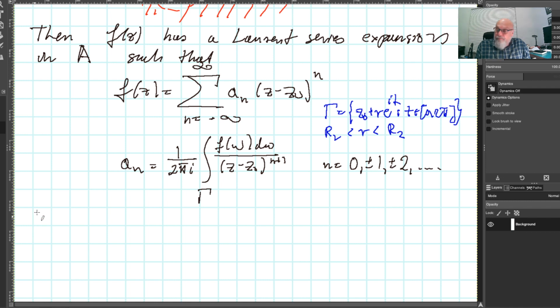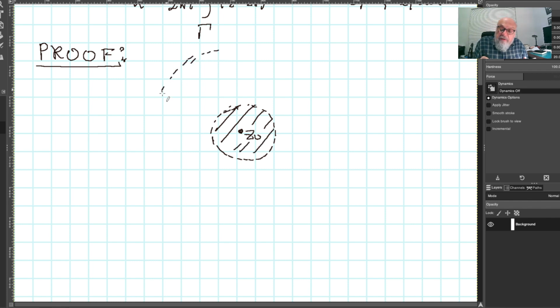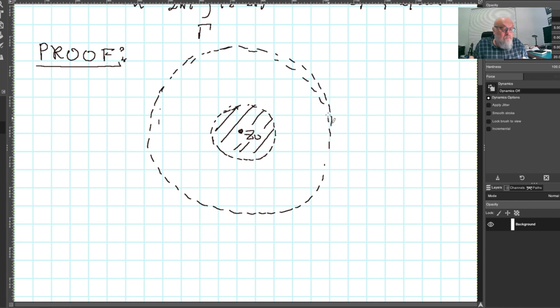So let me write down the proof. Okay, we'll make a picture of the annulus. My z0 is here, and then we have a smaller circle. Call this smaller circle gamma 1. Let's say we cut it off, and this is my annulus. So this is my A. This is also taken away. That's taken away.